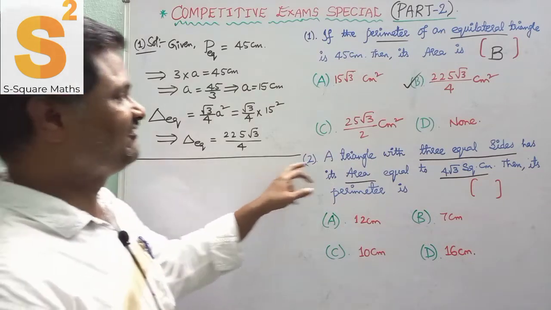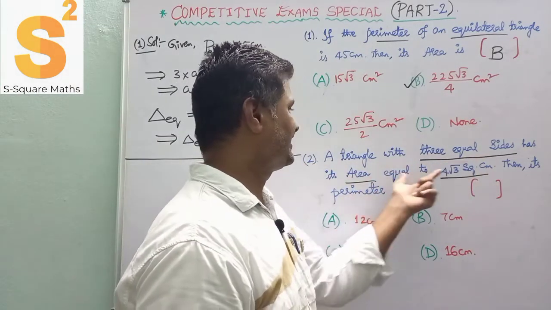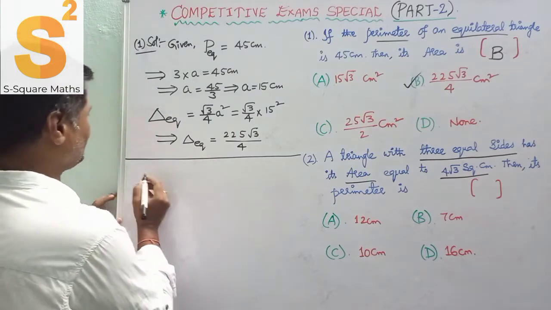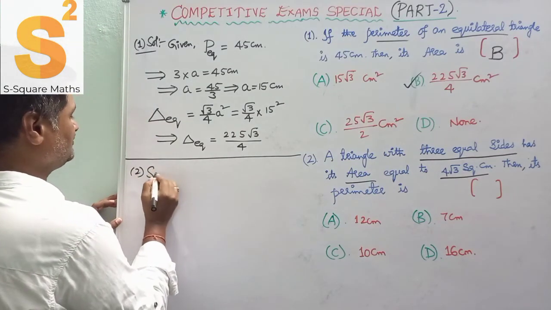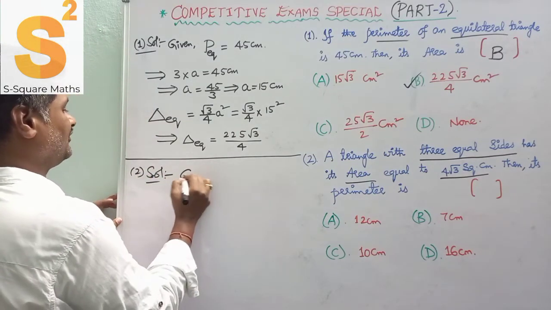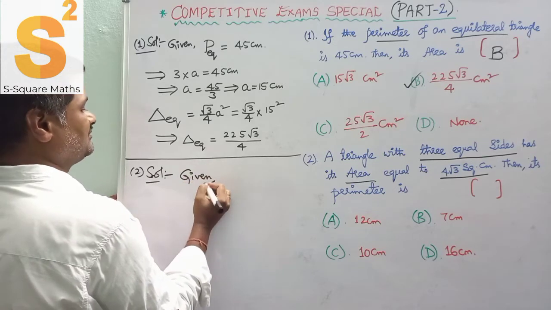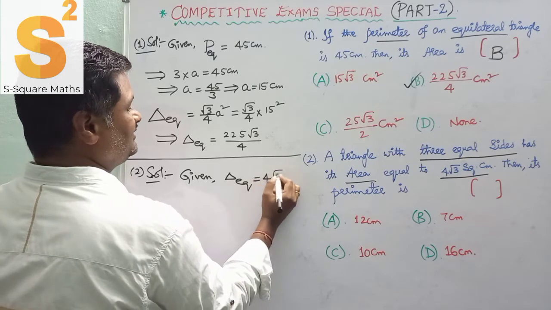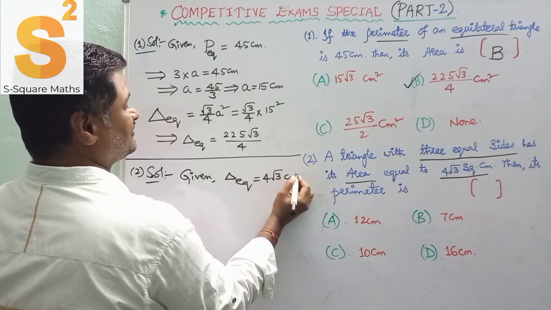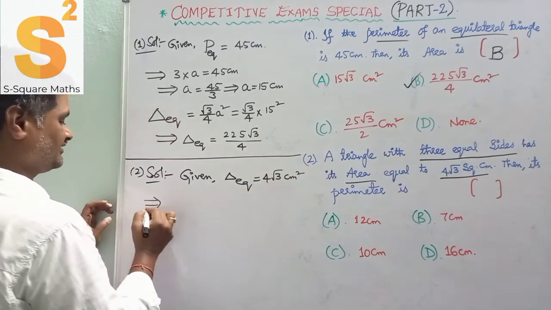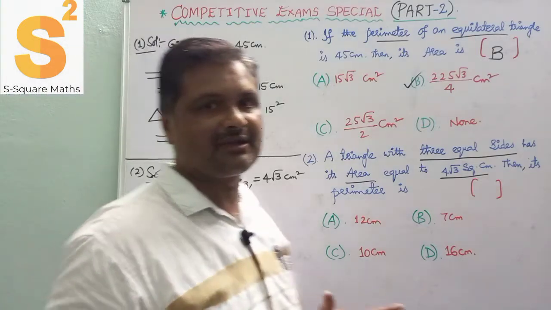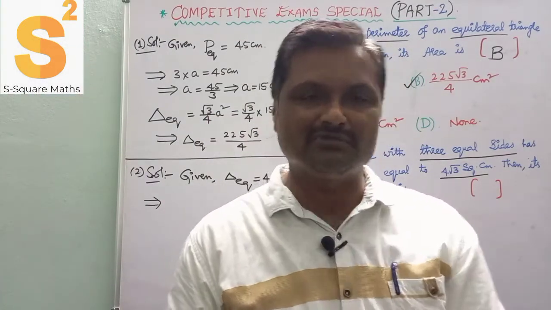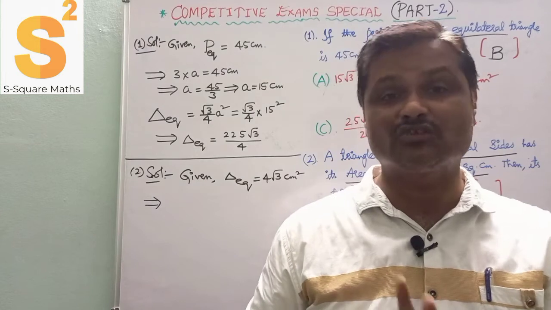So a triangle with three equal sides, its area is equal to this one. So given, second solution now, given delta EQ is nothing but 4 root 3 centimeter square or square centimeters. So dear viewers, I am going to do it in a better way, with the best calculations. So please follow it.